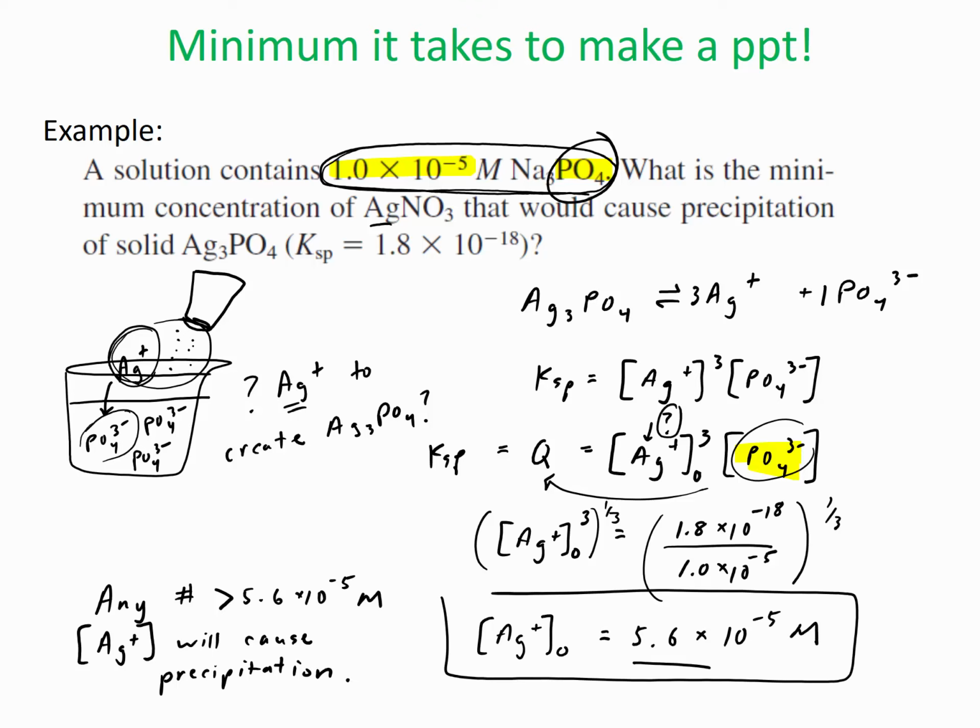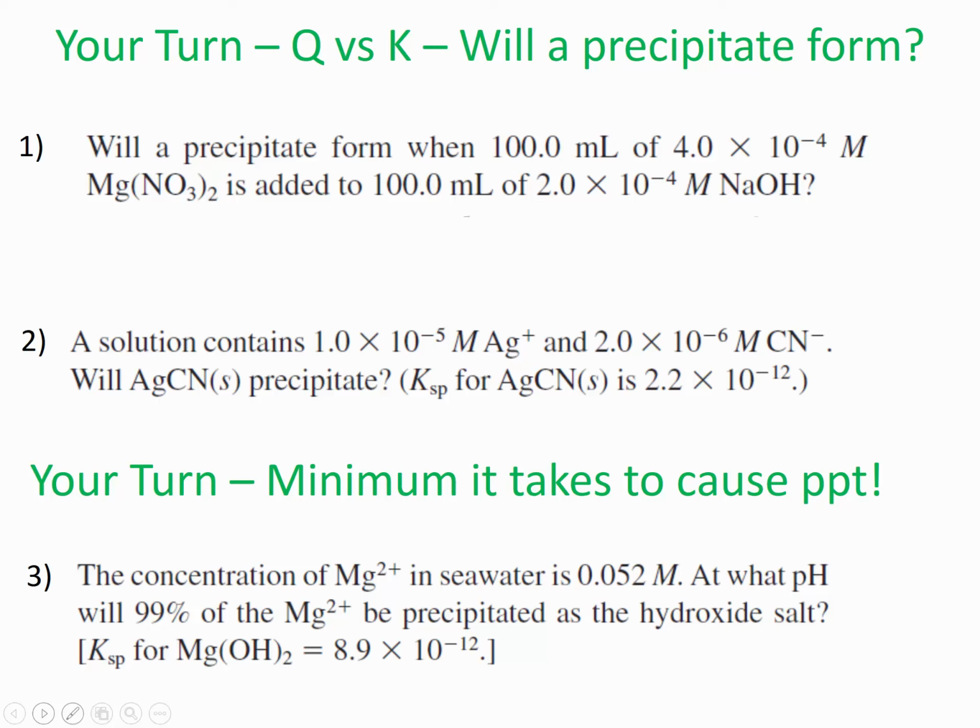Okay, so now for the practice questions. These two are very similar to the first one I just did. You have beakers with this stuff swimming around, so you've got some Mg and some OH swimming around there. And then here, a solution contains this much silver ions and this much cyanide ions. Will AgCN precipitate? This is very similar to the first one I just did.